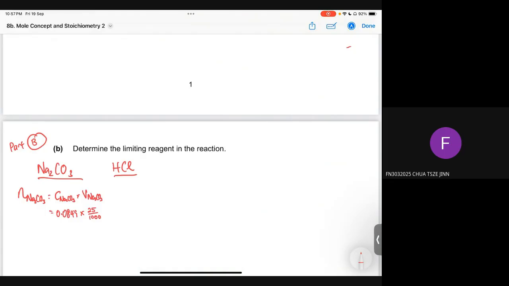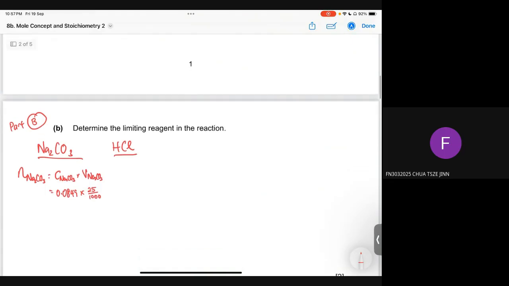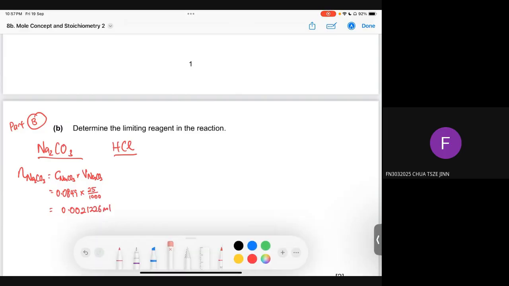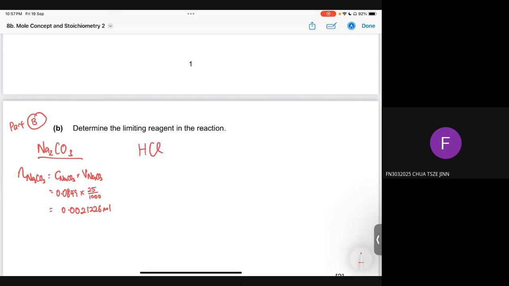If I do the math over here, the number of moles of sodium carbonate is actually 0.0021226 mole. Okay, that's the number of moles of sodium carbonate. Let me shift my HCl a bit further. Now let's find the number of moles of HCl.